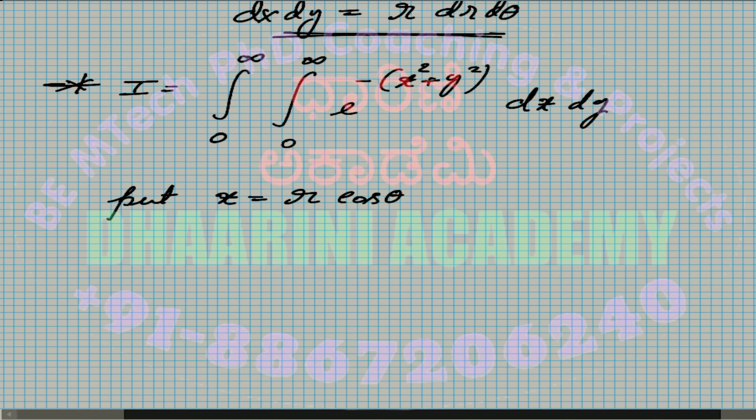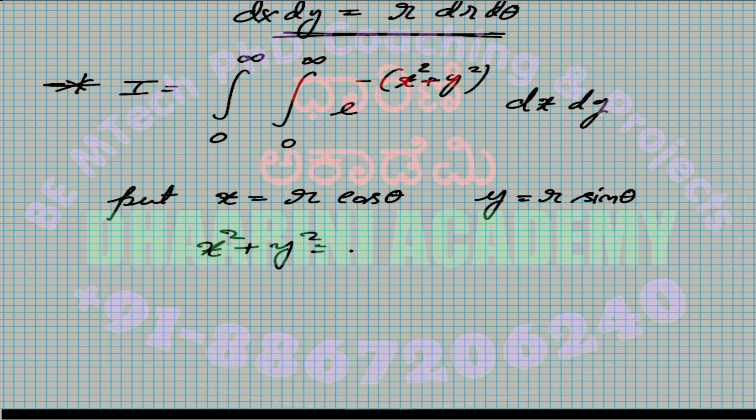So x is equal to r cos theta, and y is similarly replaced by r sin theta. I also have another relationship which is normally found useful, the same thing we discussed already: x square plus y square is equal to r square, and dx dy you simply replace with r dr d theta.